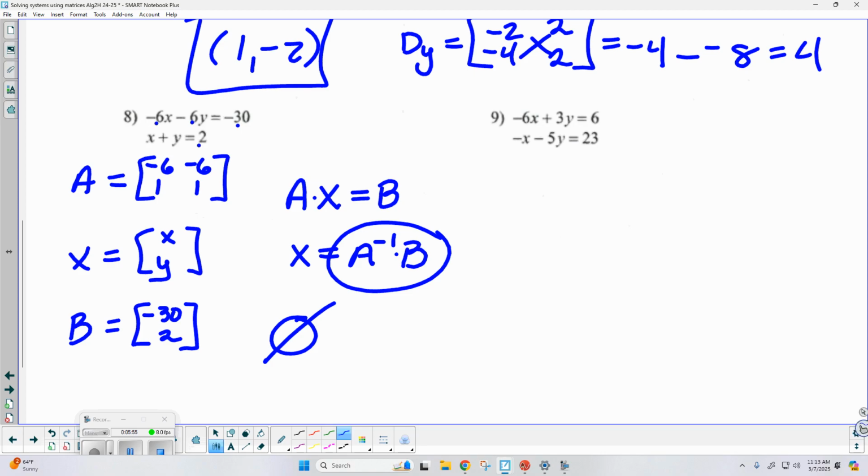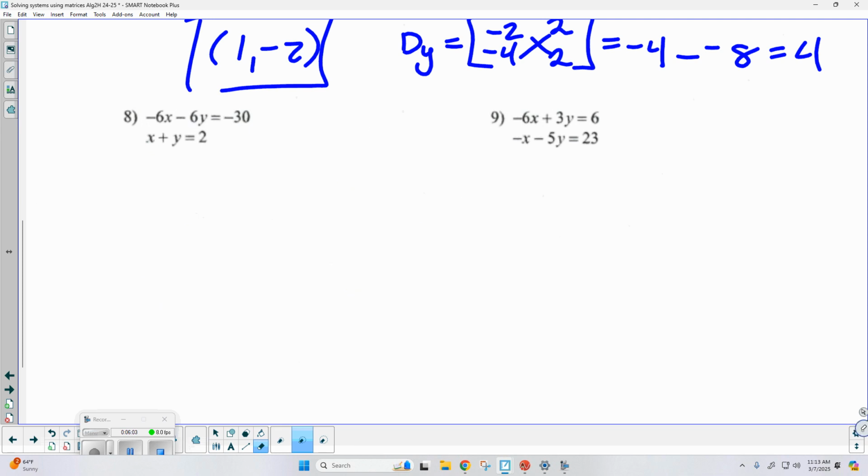Okay. Now, because that one turned out to be a no solution, instead of working number 8 with Cramer's rule, why don't I just go ahead and do number 9? I think at least that was good that you got to see that in case that ever pops up. Okay, so let's solve number 9 using Cramer's rule.